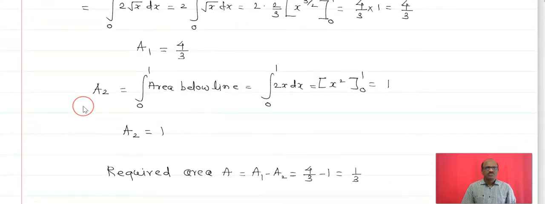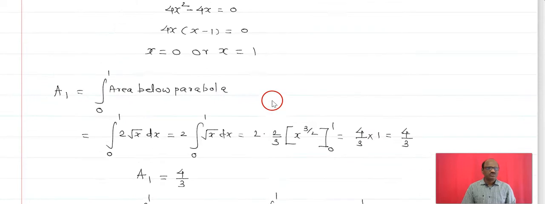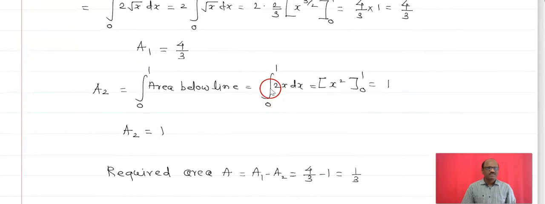What about A2? A2 is the area, the integral from 0 to 1, below the line. From 0 to 1, what is the equation of the line? Y equals 2x. And therefore that is the integral from 0 to 1 of 2x dx.